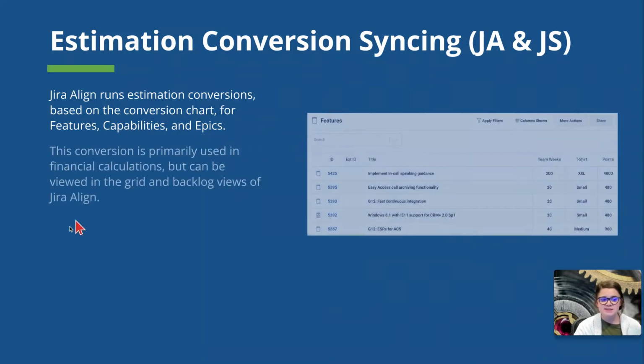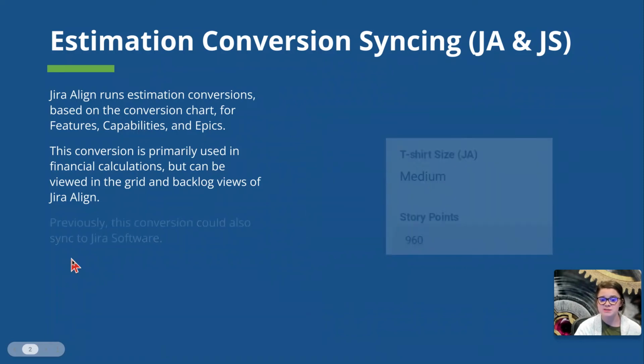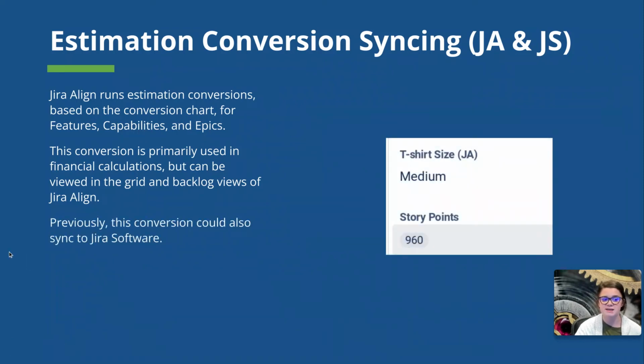In a previous release, this conversion became visible to end users. Now you can choose to view the t-shirt size, points, and the weeks values in your grid and backlog views to compare this conversion without needing to contact an administrator. That previous release also made it possible to sync the conversion of t-shirt size and points to Jira software.